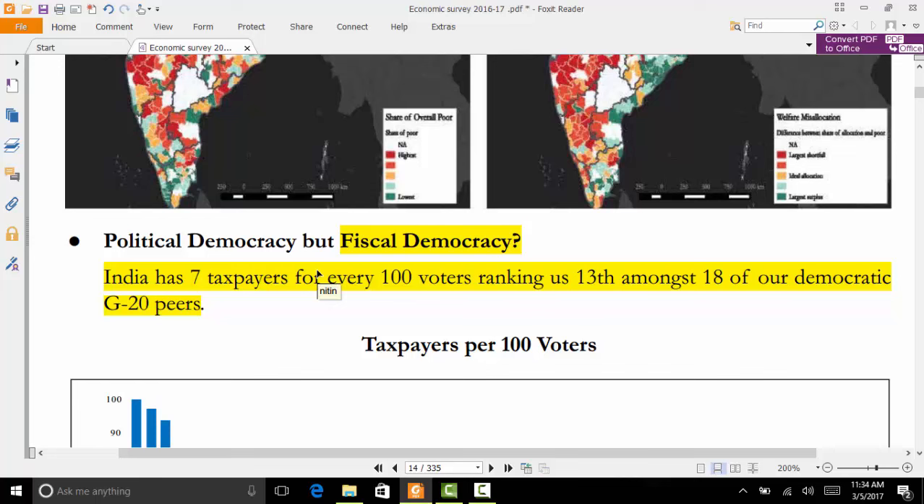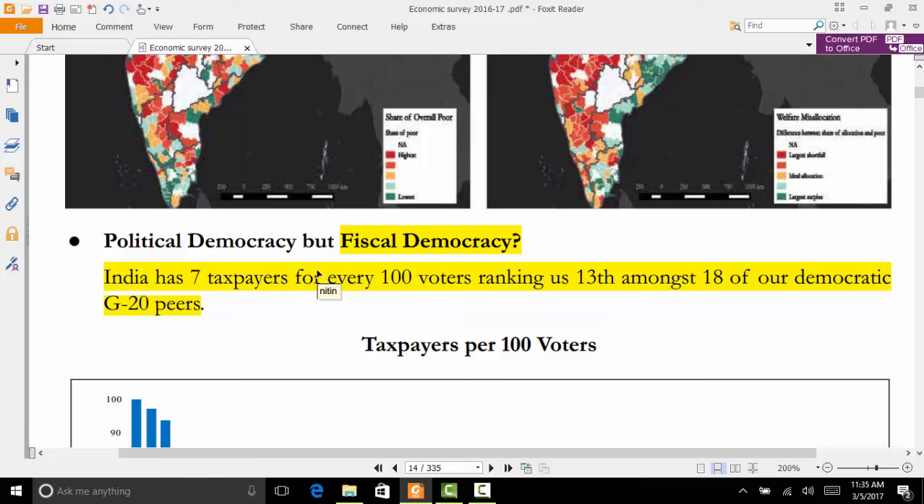How? This data suggests that there are only 7 taxpayers for every 100 voters. Means only 7% of the voters pay taxes. Last year the survey suggested 4%. Now it is 7%. Though there is improvement, right? But still 7%. And we rank around 13th among 18 of our democratic G20 peers. You can remember it, but at least remember this 7%: 7 taxpayers for every 100 voters.